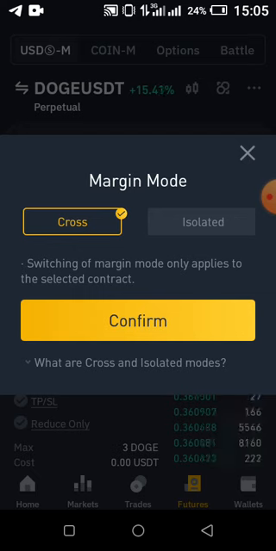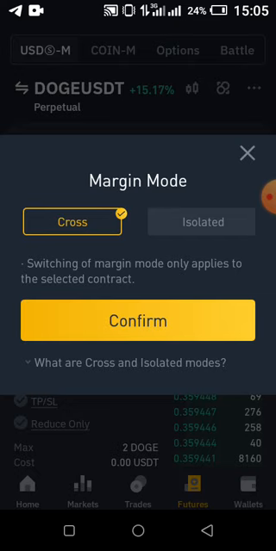But in isolated, you cannot lose beyond the money you are using to trade. That is just it. Both of them have advantages and disadvantages. But I use cross because I sometimes have to use my other balance to act as security for the one I'm using to trade. So I think that's all about cross and isolated.